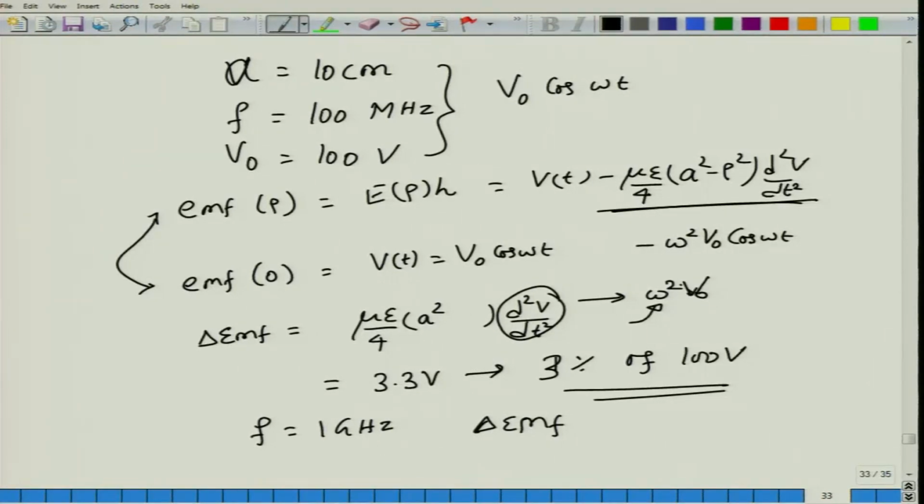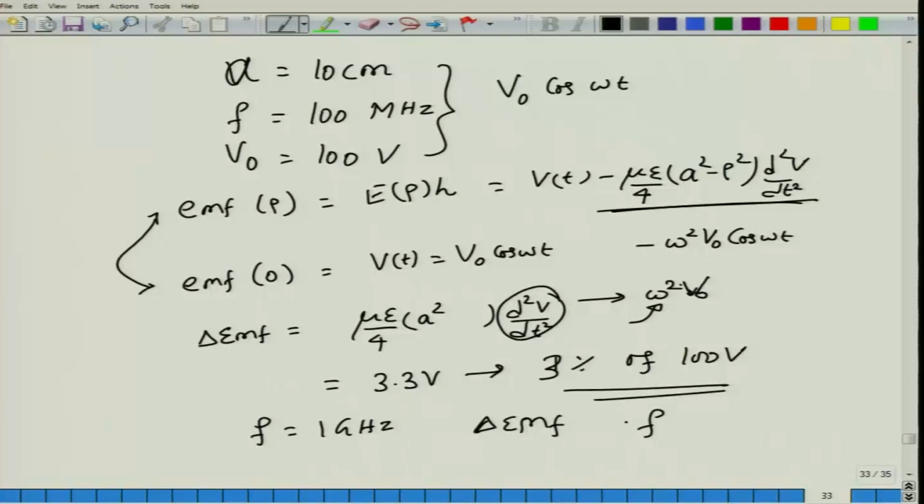Now if you increase the frequency by 10-fold, this change will be about 100-fold, and that will be quite a large change. In fact, the entire theory that we have derived will no longer be correct when you are operating at 1 gigahertz for this particular system.